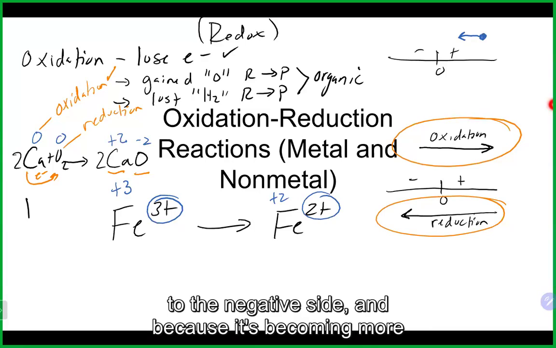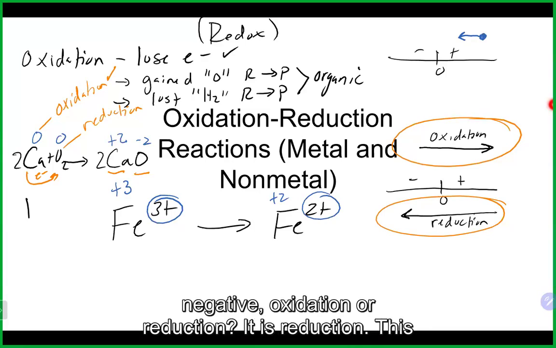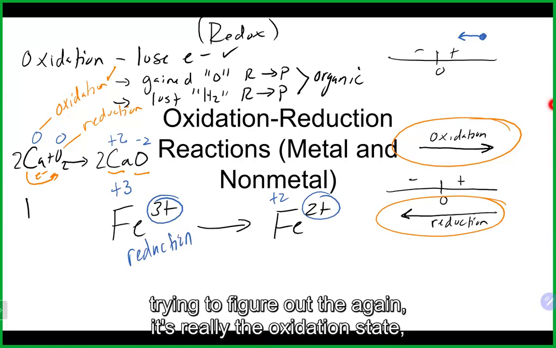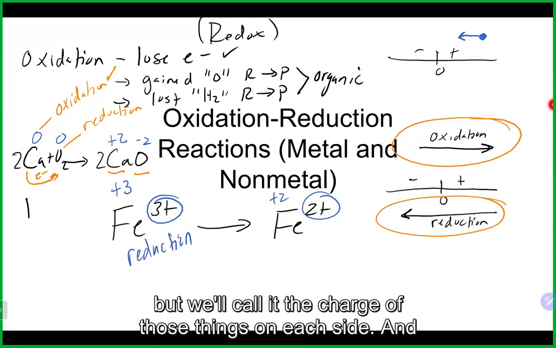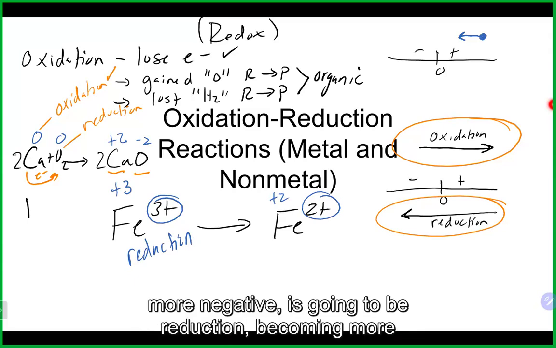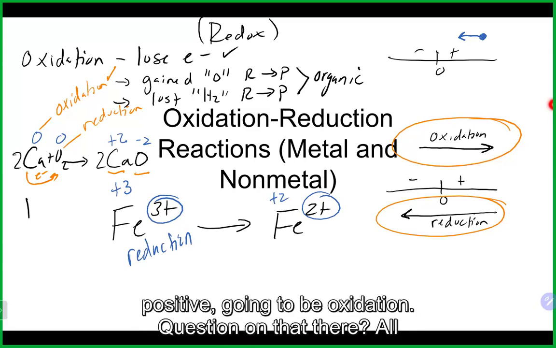And because it's becoming more negative, oxidation or reduction? It is reduction. This guy is going through reduction, yeah? So again, just simply trying to figure out, it's really the oxidation state, but we'll call it the charge of those things on each side. And again, whichever way it's going on that number line, if it's becoming more negative, it's going to be reduction. Becoming more positive, going to be oxidation. Question on that there.